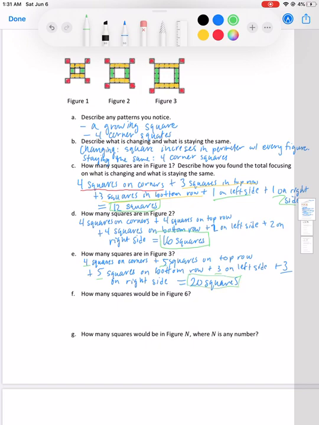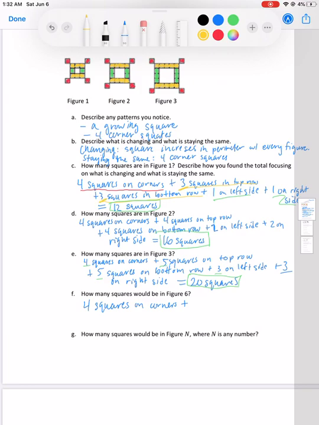Good. So using that figure, how many squares would be in figure 6? We have the 4 squares in the corners that don't change. So those will definitely be in figure 6. For figures 3, 2 and 1, let's see what the top row is. For figure 1, there are 3 squares on the top row, 3 squares on the bottom row.